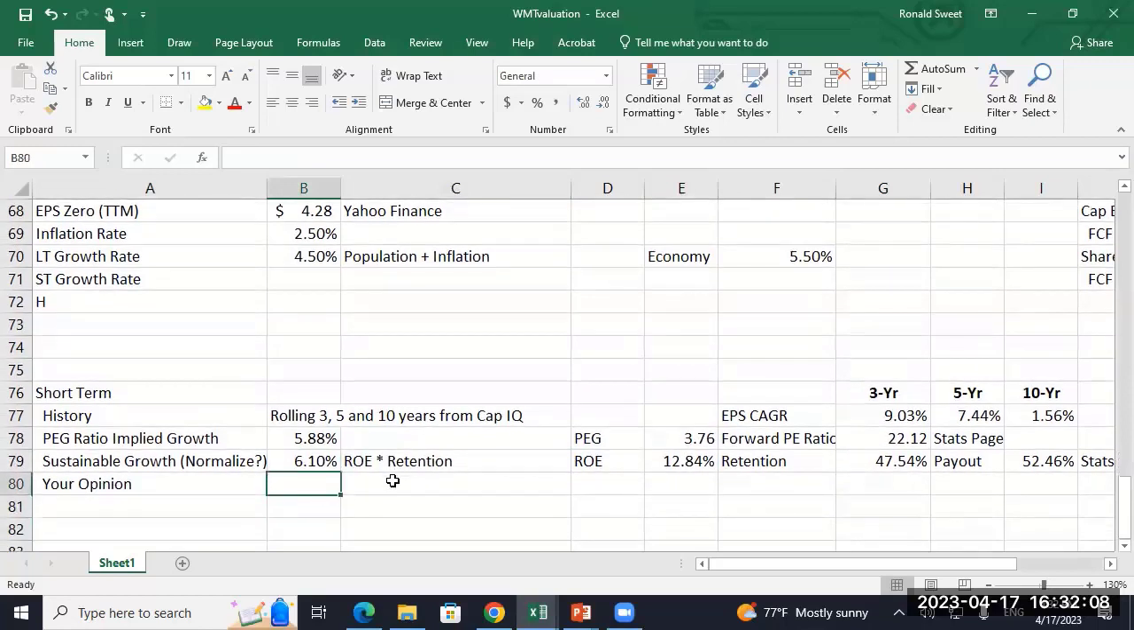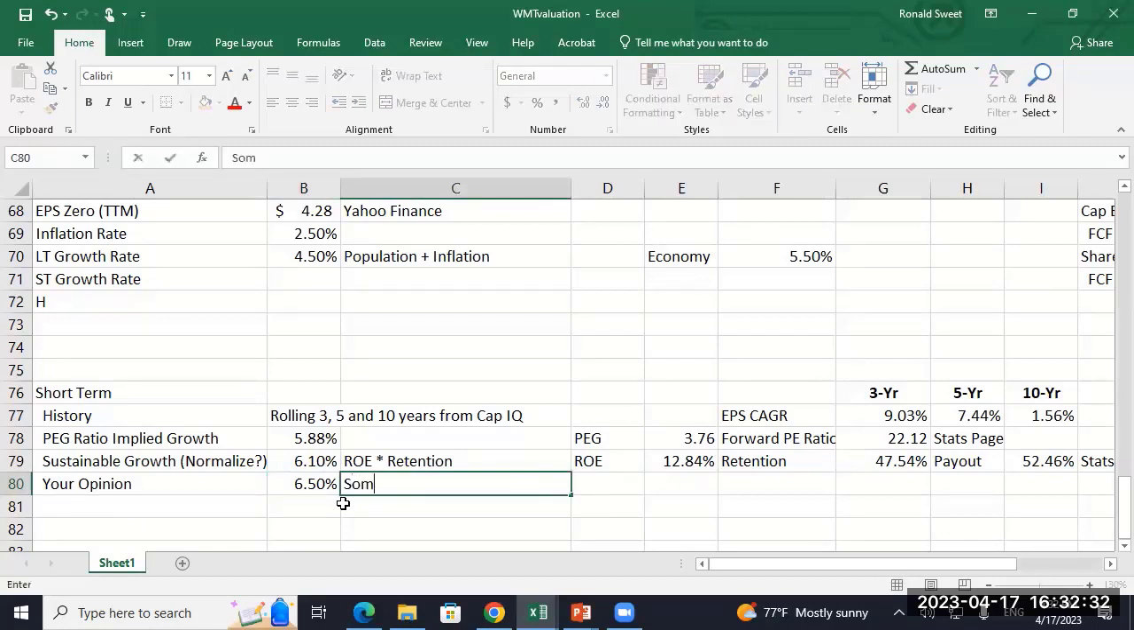All right, in my opinion, what am I going to use here? Completely subjective. It's just your opinion. You've got some information: recent strong growth, long-term weak growth. The market thinks you can grow about 6%. The sustainable growth with reasonable numbers is about 6%. I'll say 6.5%. And why?